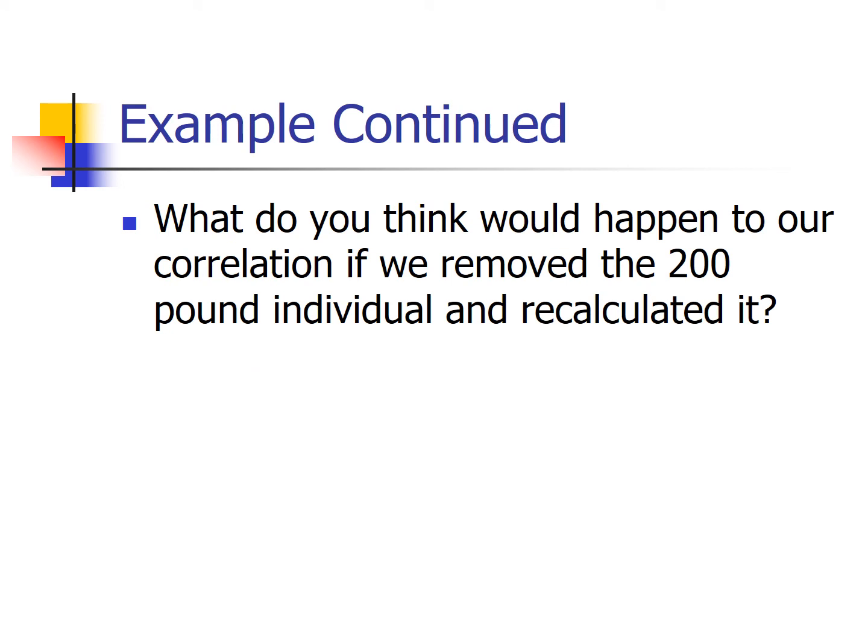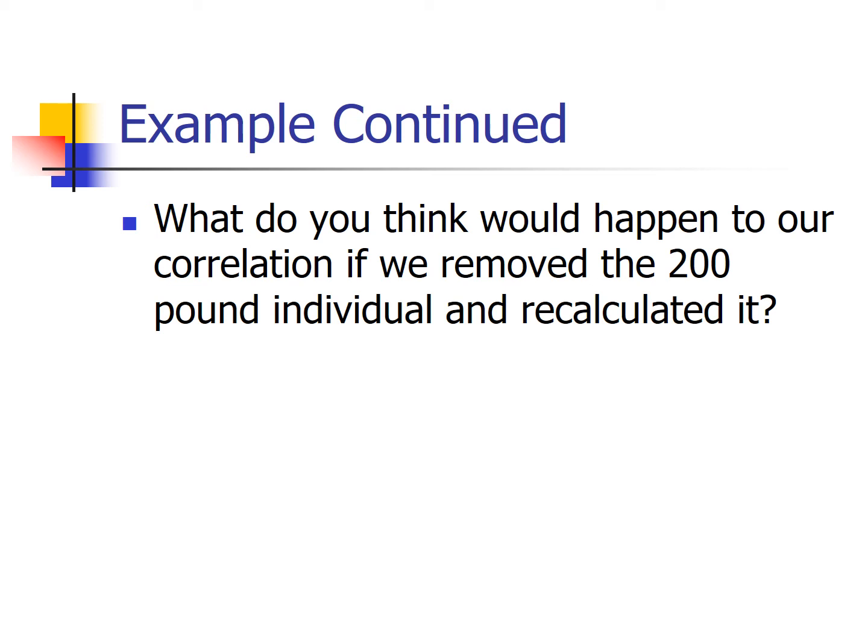Hey, here's a question for you. What do you think would happen? You remember that 200-pound person in our sample? What do you think would happen if we removed that person and recalculated the correlation? Yeah, I think so too. I think what we would see is that the correlation would still be positive, but it would get even stronger, right? Because with that point gone, all the points are now even more tightly packed about that line. And so our correlation would go up.